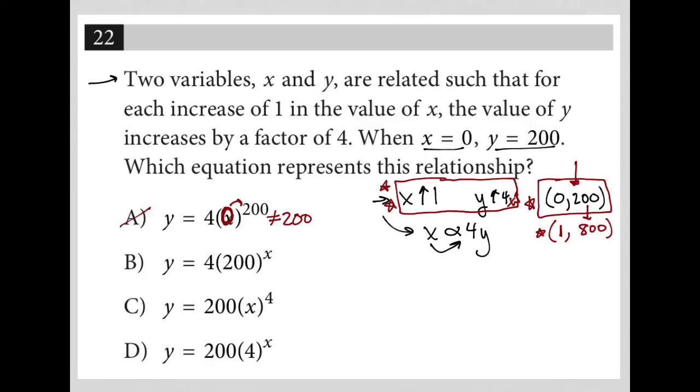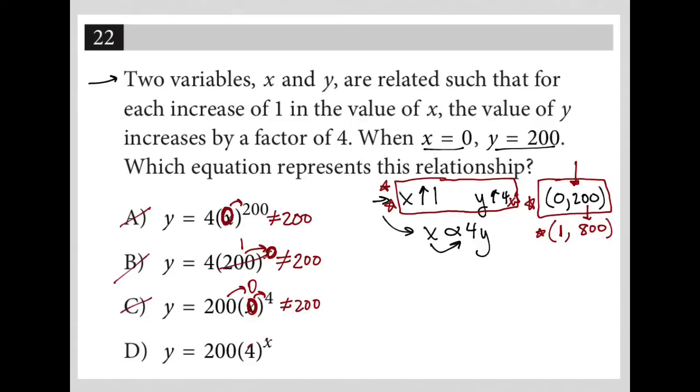For choice B, if x were 0, 200 to the 0 power is just 1. That is also not going to be equal to 200, so B is gone. For choice C, if x were 0, 0 to the 4th power is actually just 0. So 200 times 0 is 0. That's also not equal to 200. So C is gone, which means D has to be the right answer, but let's check it out.